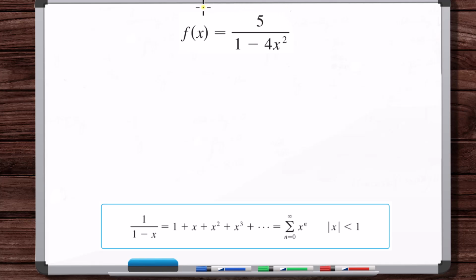So can we take this function and put it into a form similar to this, and therefore get a power series representation for this function? Yeah, we can do that. First, we'll bring this 5 out away from the fraction. We do that because, remember, constants can always be brought outside of the summation. And we want to make this a 1 up here because that's similar to this. So now what do we have?